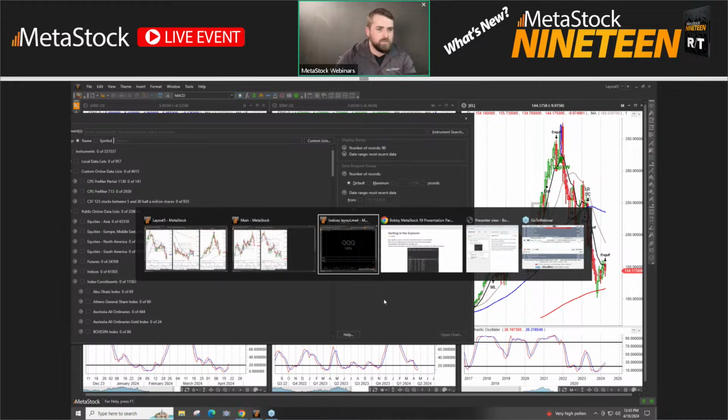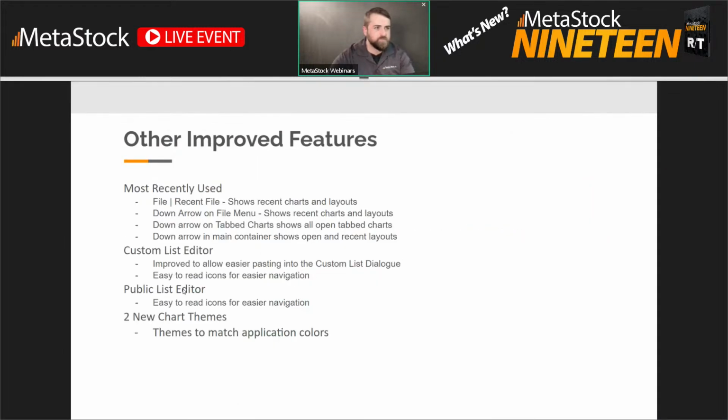And all right, let's see what else we've got going on. Other improved features. So we added new most recently used. So you can go into File, Recent File, and it'll show the recent charts and layouts that you've been looking at. So it's really easy to jump between not just charts, but also different layouts. There's a down arrow next to the File menu, which will show your recent charts and layouts too, as well as that's been added into the tab charts. And in the main container, you can see what's open and all the recent layouts as well up at the top right.